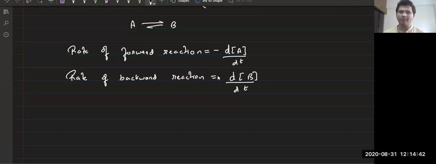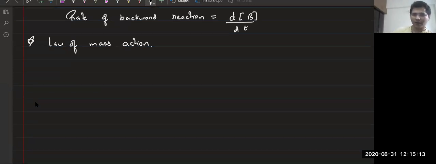So I can say that rate of a reaction depends on concentration of reactant for forward reaction and concentration of product for backward reaction. Yes or no? Right? So there is a law called law of mass action. That's a very important law. So what does this law say?